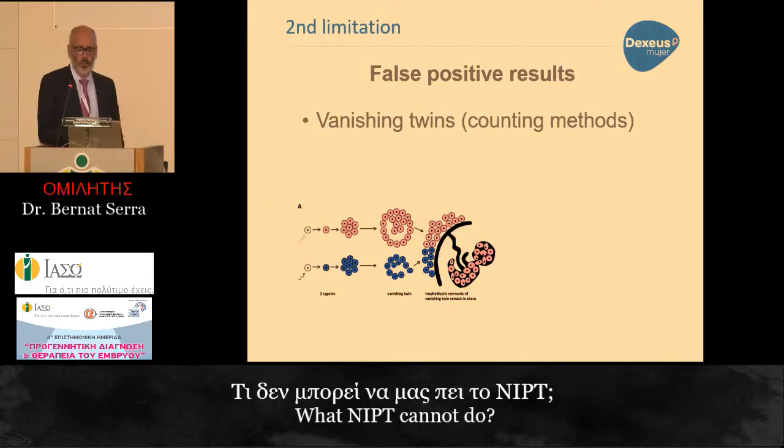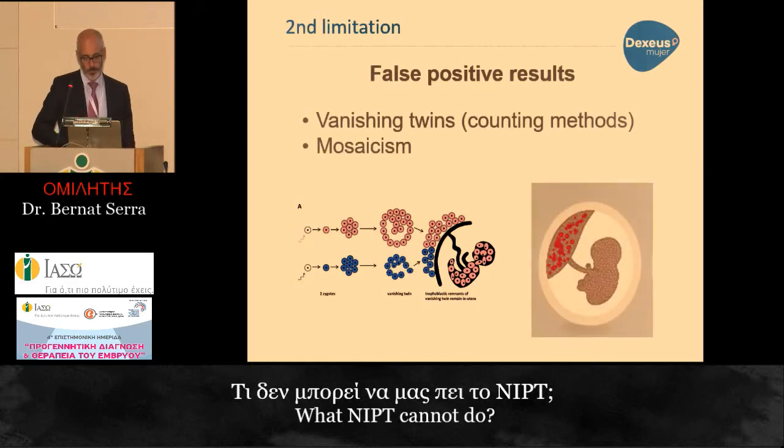And why can you have false positive results? One is if you have a vanishing twin and you haven't diagnosed it early in pregnancy. If there's a non-ongoing twin, this will probably be related to chromosomal abnormalities, and this will be detected by the NIPT. If you use a counting method, if you use the Panorama test, they will tell you we cannot give you a result back because there's a vanishing twin that you have missed.